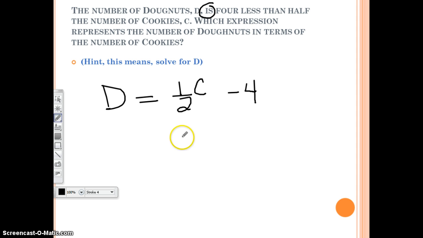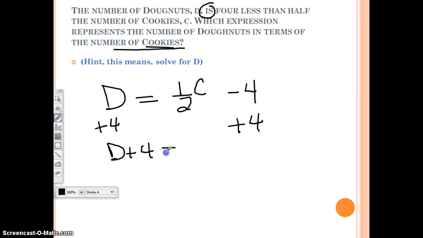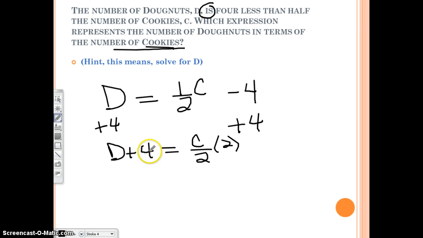Now we'll need to solve for C. If we are looking at which expression represents the number of donuts in terms of the number of cookies, we're essentially solving for C. So let's isolate C by adding 4 to both sides. We get D plus 4 is equal to C divided by 2. Now to get C by itself, we need to multiply both sides by 2.